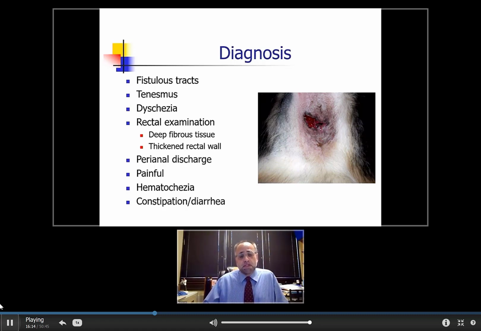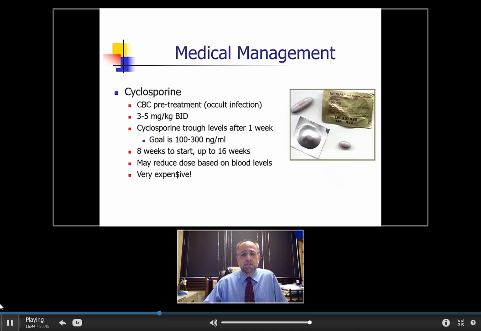There's oftentimes a lot of discharge. Sometimes it's serosanguinous, sometimes it's purulent, and other times it's just frank blood. These patients are very, very painful on palpation and manipulation around the rectum, and they really will resist rectal exams. Unfortunately, these poor dogs are very painful. And there may be some blood in the stools that owners are seeing, and other times they may be constipated or in some cases have diarrhea. So a variety of different clinical signs that owners will note.